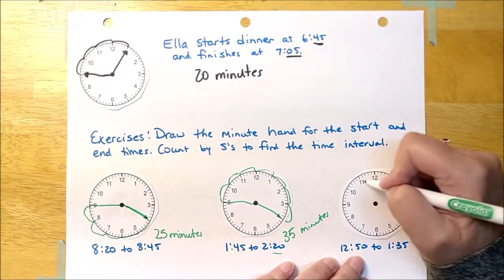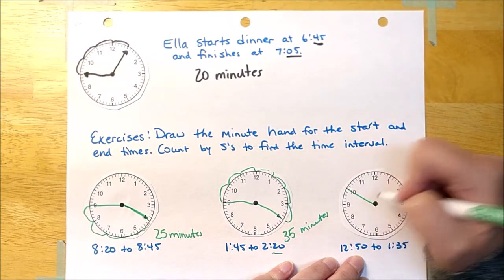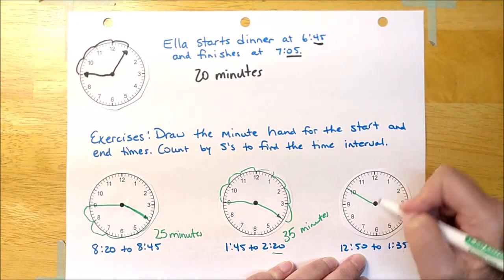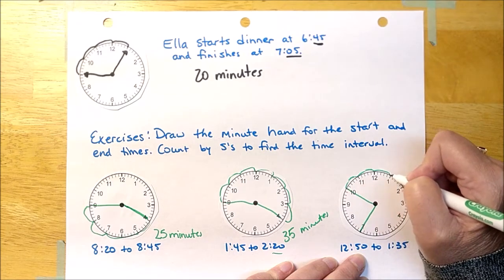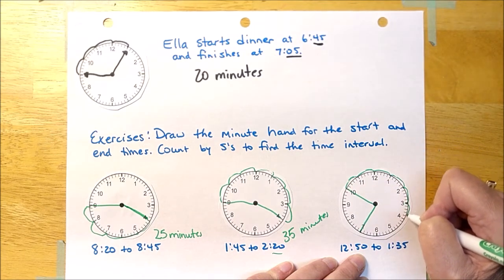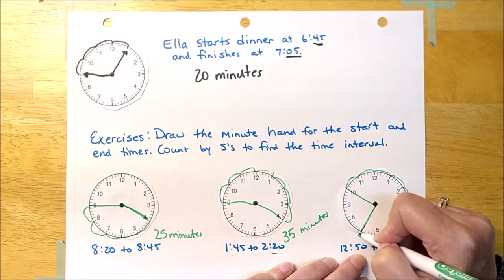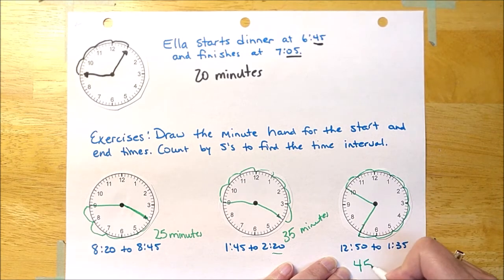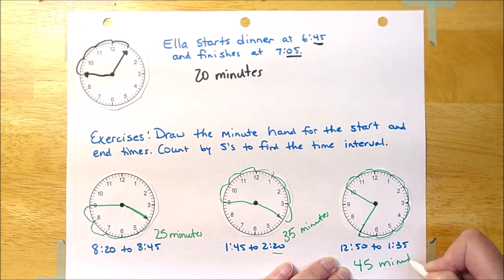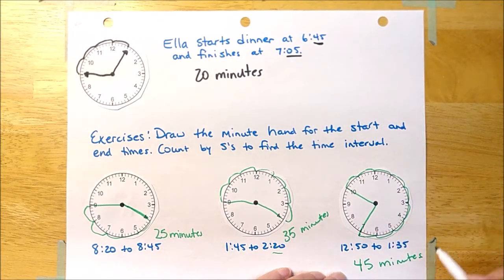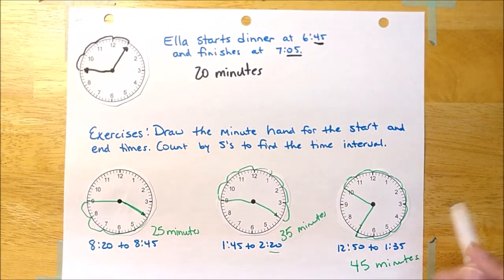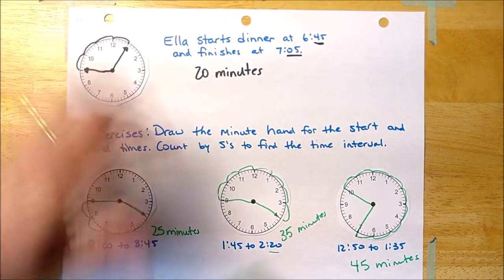This one was 12:50, our 50 is right here, and it goes to 1:35, so all the way over there. 5, 10, 15, 20, 25, 30, 35, 40. 45 minutes is the amount of time from when they started it to when they finished it. Always remember, go clockwise. So I hope that you got those ones all right.